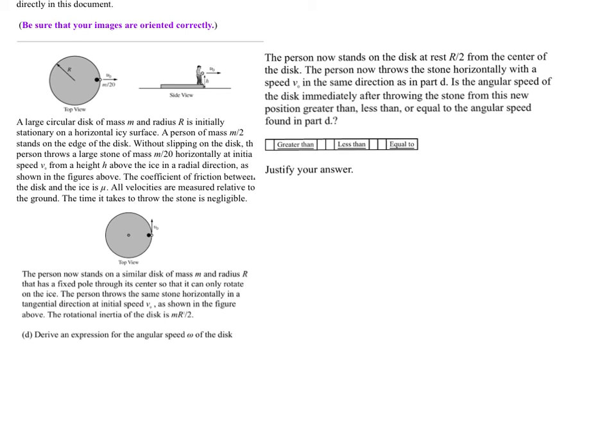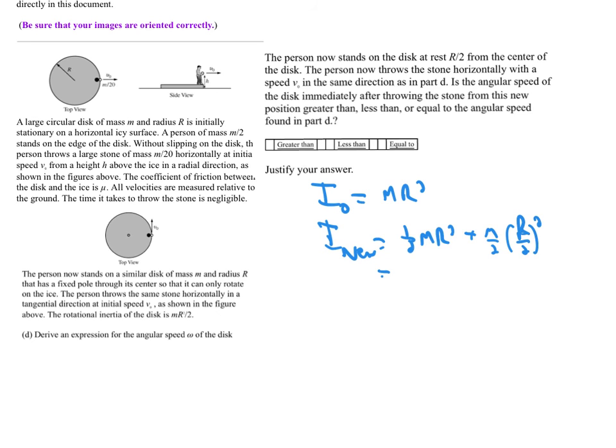We are pretty clear that we can actually just look at it. The initial rotational inertia had been m r squared. The new rotational inertia is the 1/2 m r squared for the disk, plus now the person is m/2, and the radius is now halved and squared. So we have 1/2 m r squared plus 1/8 m r squared. So that's 5/8 m r squared, which is 5/8 of the original thing.